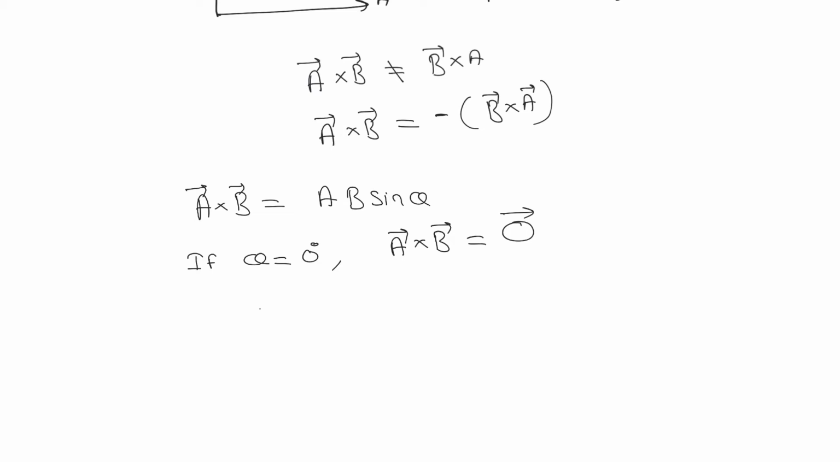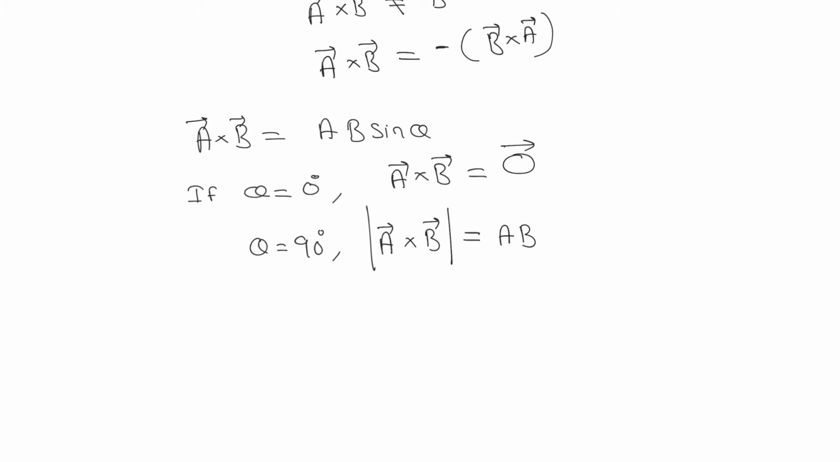Next condition, we can write if theta is equal to 90 degrees, then the value of a vector cross b vector will have its maximum value, because sine 90 is nothing but plus 1. So we'll get the value as nothing but a into b in magnitude. So we can write the magnitude of a cross b is equal to ab when theta is equal to 90 degrees.